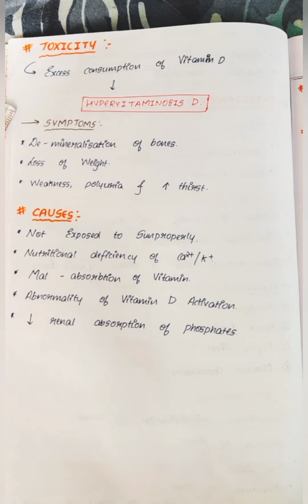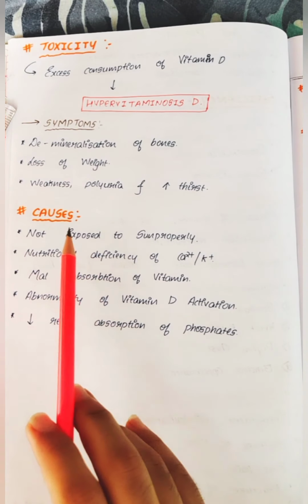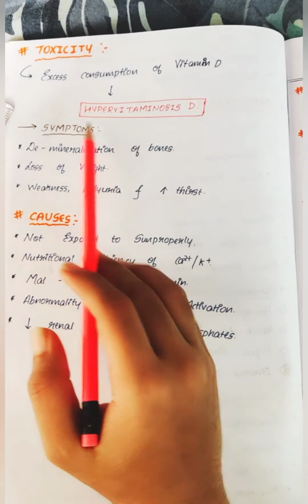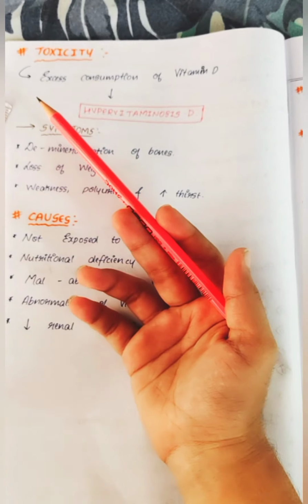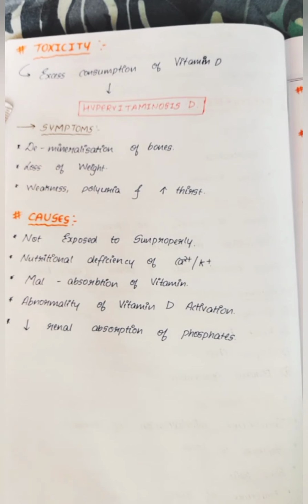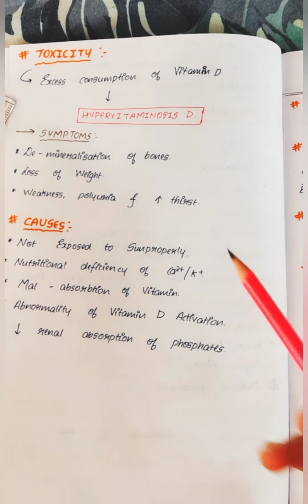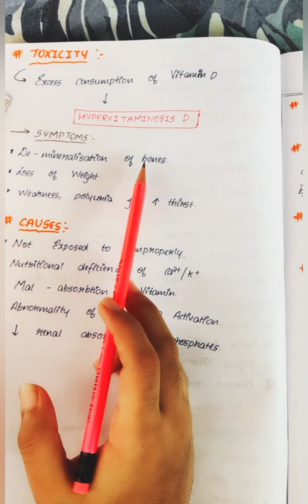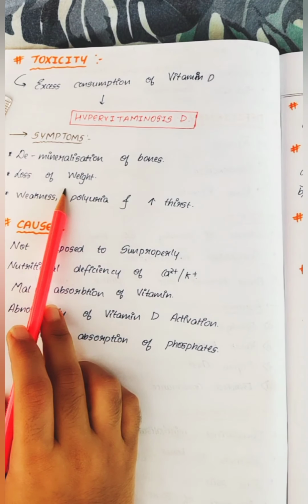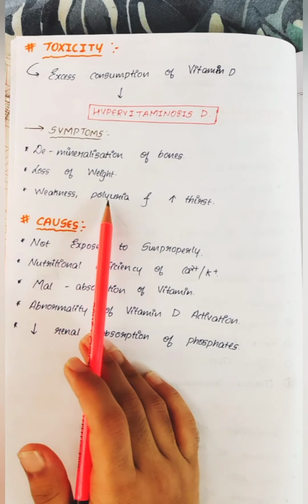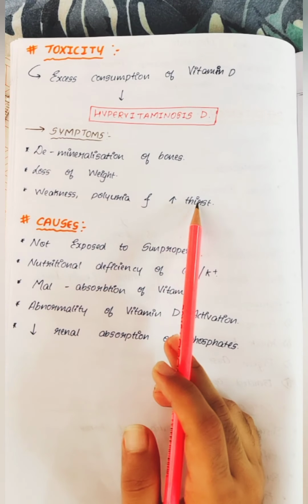Now we'll look at the toxicity as well as the causes of vitamin D deficiency. When will toxicity be caused by vitamin D? When there is excess consumption of vitamin D, when there is an increase in the concentration of vitamin D inside your body, it will cause hypervitaminosis D. So what are the symptoms? There will be gradual degeneration or demineralization of the bones, huge loss of weight, weakness, polyuria, that is an increase in urine, and increased thirst.